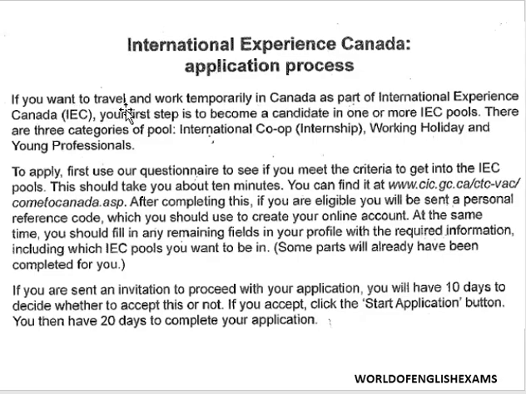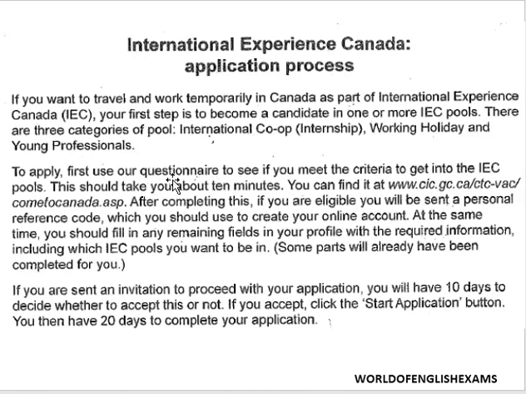So if you want to travel or study temporarily in Canada as a part of International Experience Canada, your first step is to become a candidate in one or more IEC pools. What are IEC pools? International Experience Canada. There are 3 categories of pool: international co-op, that is internship, working holiday, and young professionals. Did we get anything related to what we need to fill? No. Let's continue reading. To apply, first use our questionnaire.